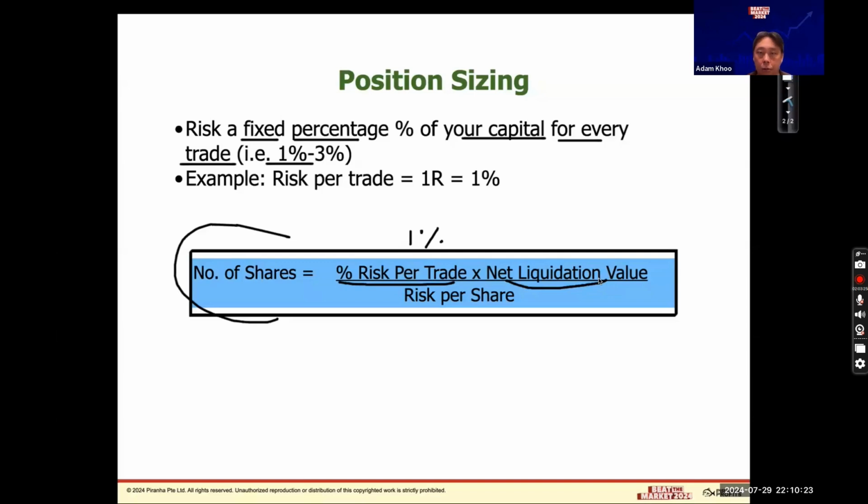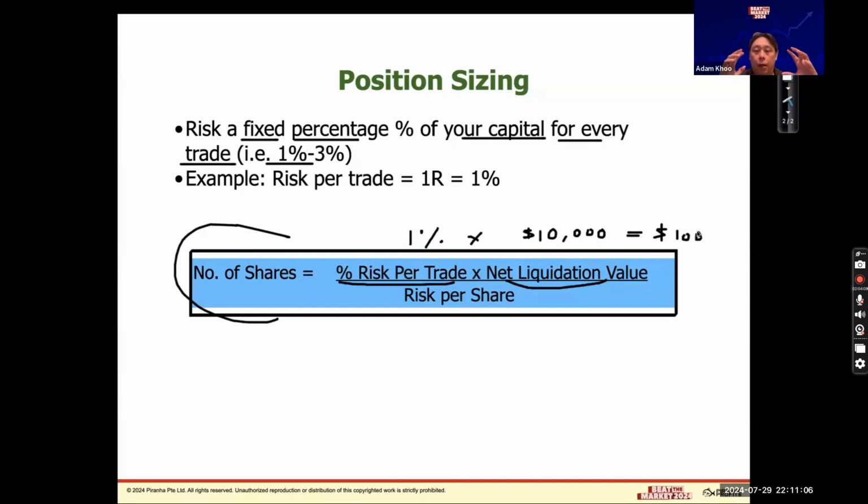So let's say right now in your account, you have $10,000 of net liquidation value, okay? So what's 1% times 10,000? The answer is $100. Agree? So listen very carefully. Write this down. If you have a $10,000 account, the maximum risk you can take is $100 per trade. If you have a $10,000 account, every trade you take, the most you can afford to risk is $100.